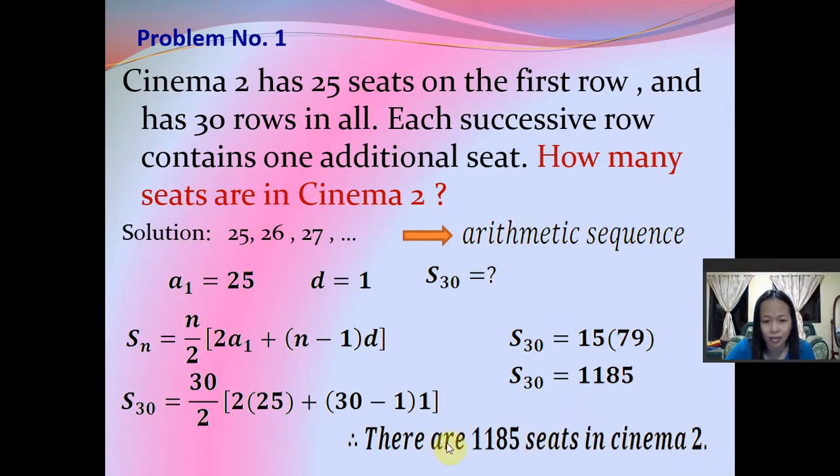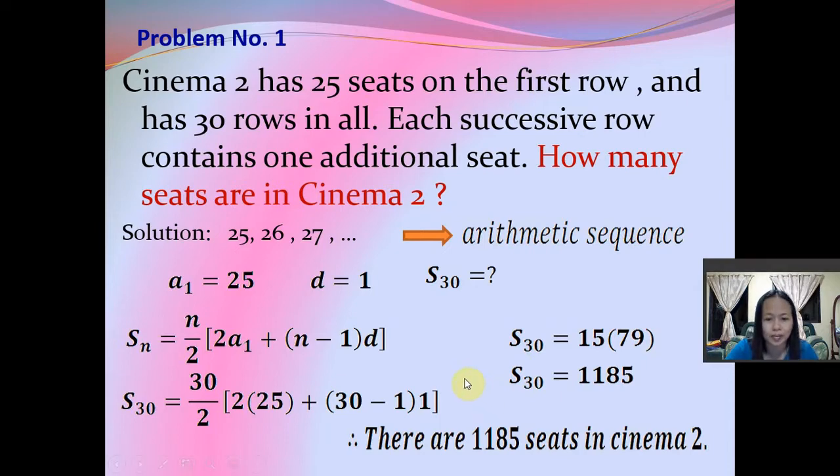So therefore, we can say that there are 1,185 seats in all in Cinema 2. Okay, so here we don't need to add 25, 26, 27 up to the 30th term. But we simply apply this formula to come up with the sum or the total number of seats in Cinema 2. Okay, so this is for the first problem.